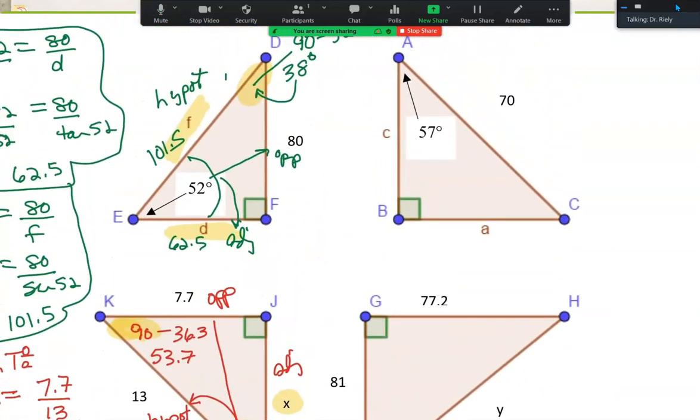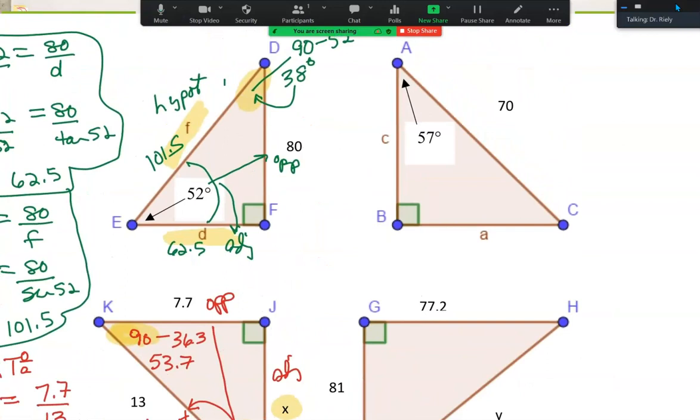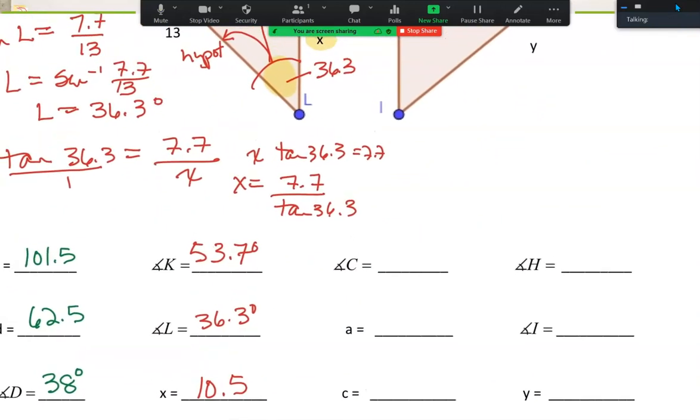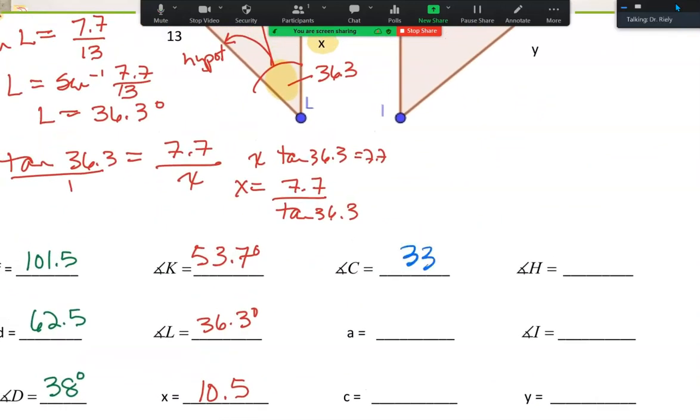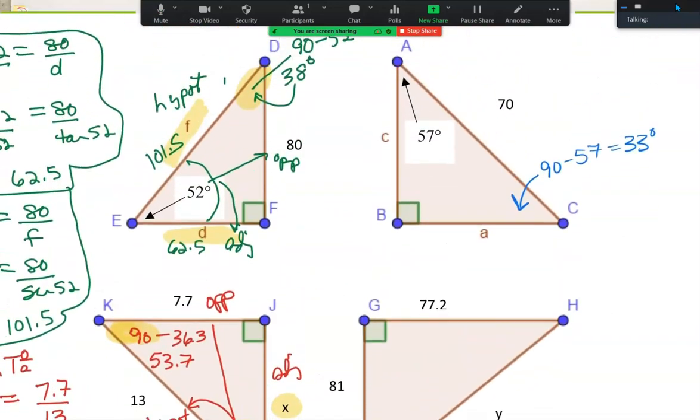Okay, let's go up to this top one. We're going to change our color again. And for this top one, the quickest way to get angle C is to say 90 minus 57, and that's going to give me 33 degrees. So angle C is 33 degrees. Okay, so then next thing, I'm going to look at what's missing, and let's highlight it so that we're focused on it. A is missing and C is missing. So that's the opposite and the adjacent are both missing.